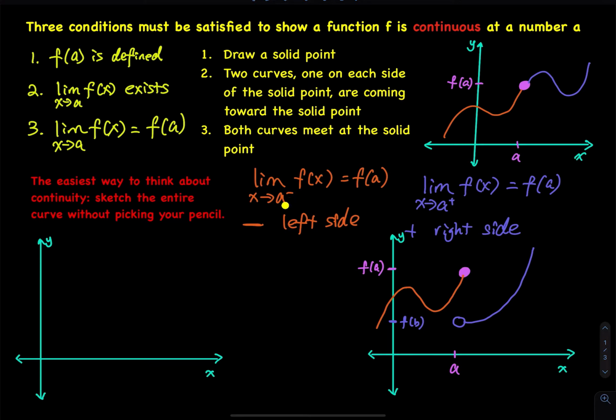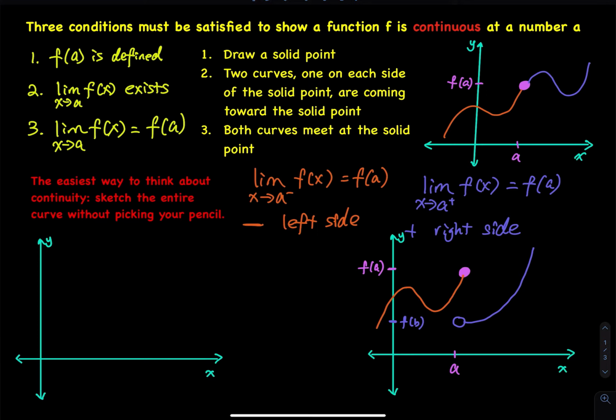So as x approaches a, f of x is equal to f of a, and then the right side, as x approaches a from the right, the little plus means the right side, f of x is equal to f of a. So they are equal to f of a. What does that mean? You have two curves, one orange and one purple, and they are coming toward the point and they must join at the point. Alright, so that is number three. The limit of f of x as x approaches a is equal to f of a. So that is condition number three. Both curves meet at the solid point.